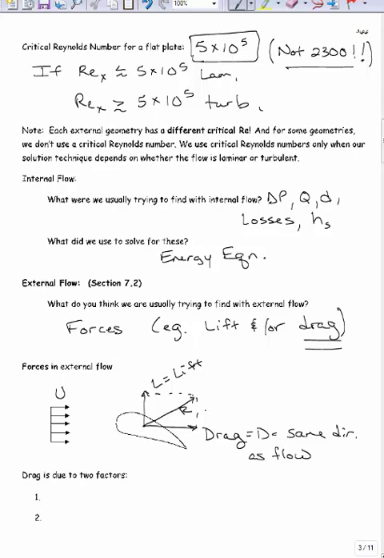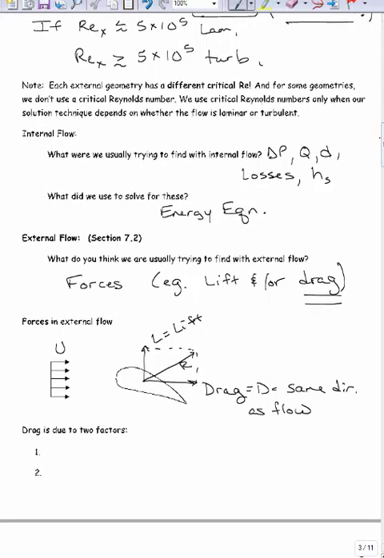Okay. Drag is going to be due to two possibilities. Okay. One are pressure forces, and the other shear forces. Okay, so pressure forces, if you remember, that's the perpendicular force due to pressure, and shear is the parallel force. So shear is like friction.